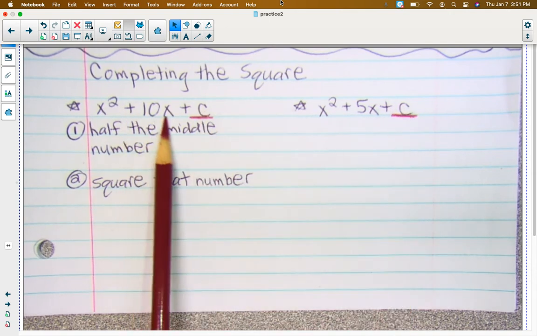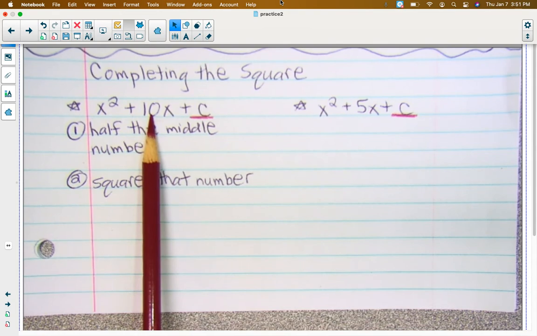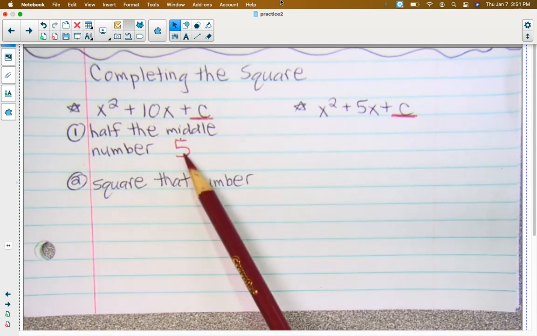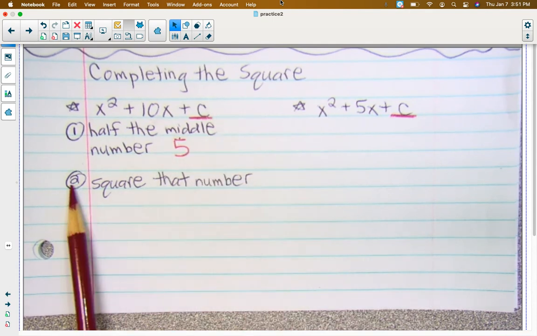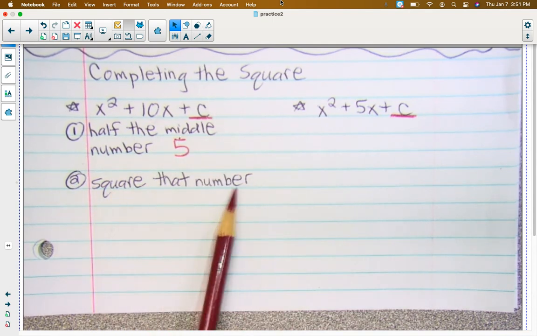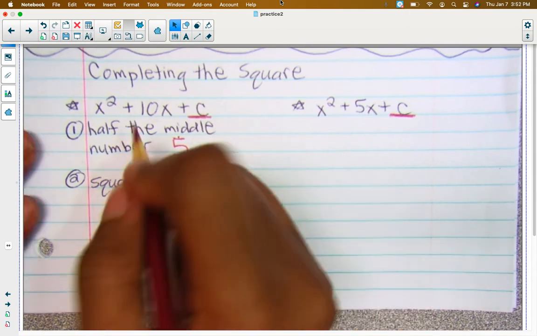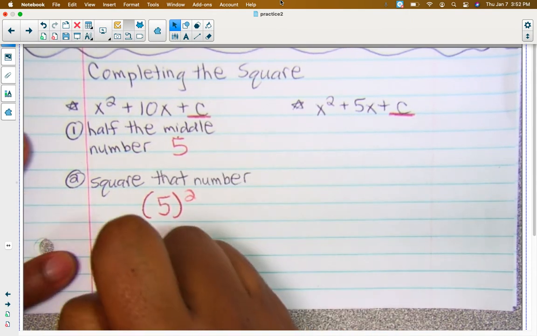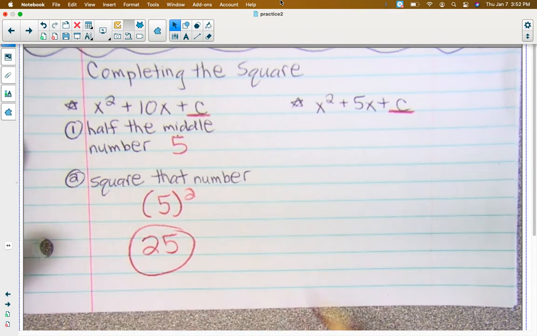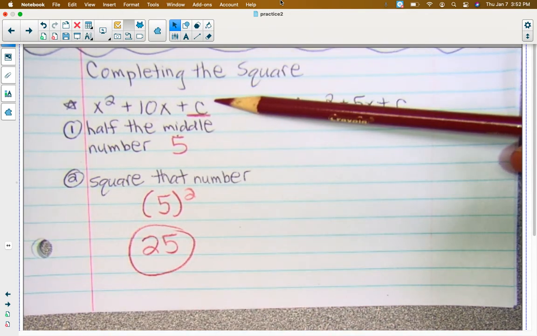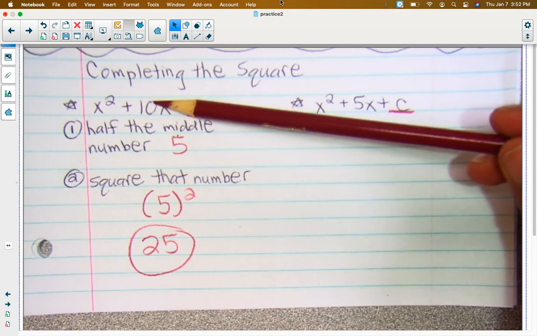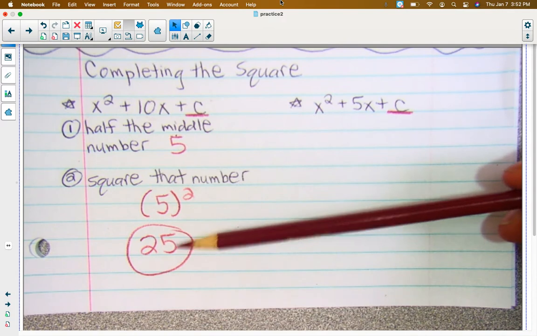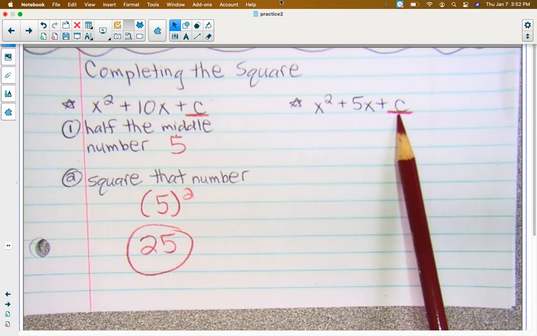So if I take half of this number, half of 10 is 5. So that is step 1. Take half of the middle number. Step 2, square that number. So I'm going to take this number and square it. Mental math or calculator, that means to do 5 times 5, 25. So 25 is the answer for this. Take half the middle number, 10 divided by 2 is 5, and square that number. You should get 25.